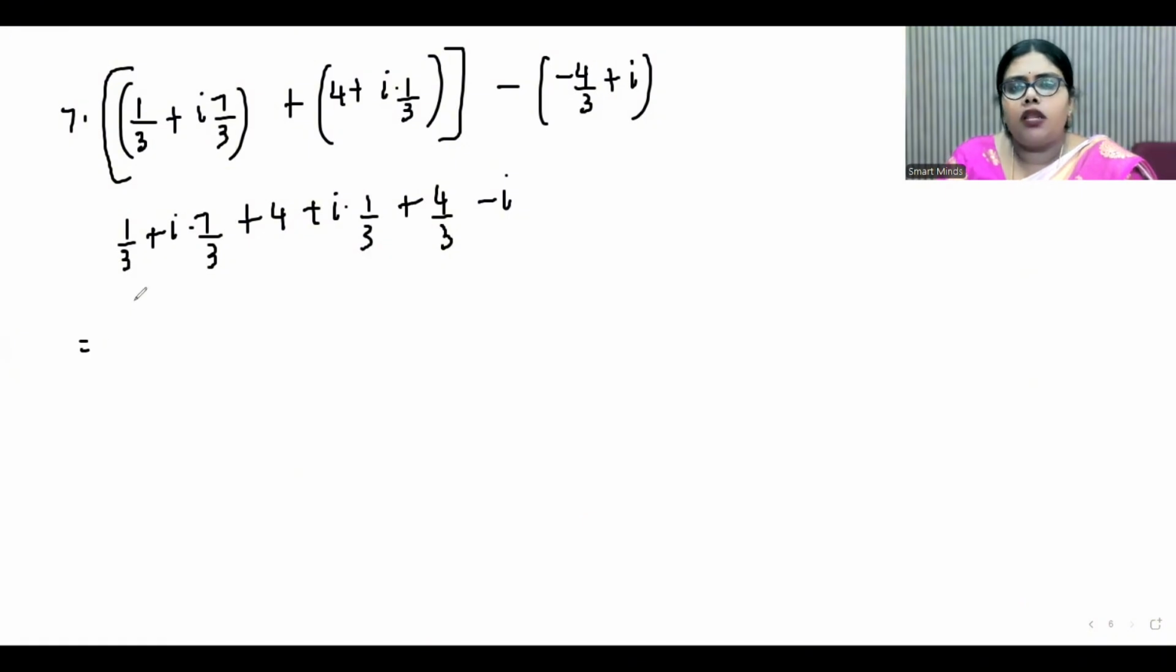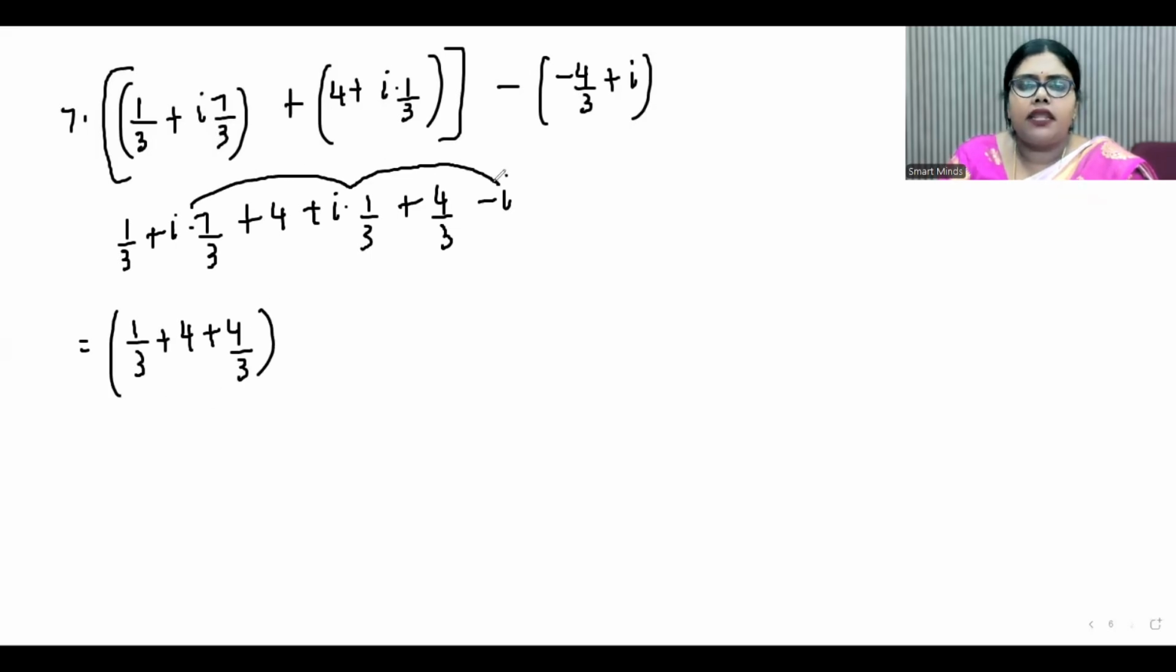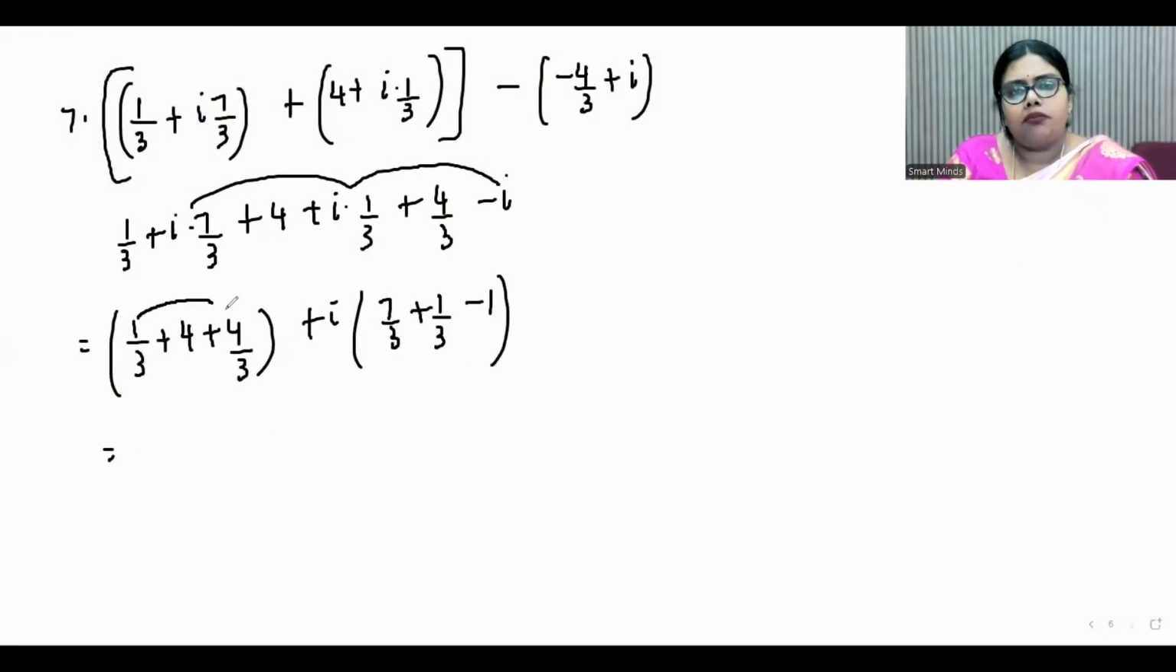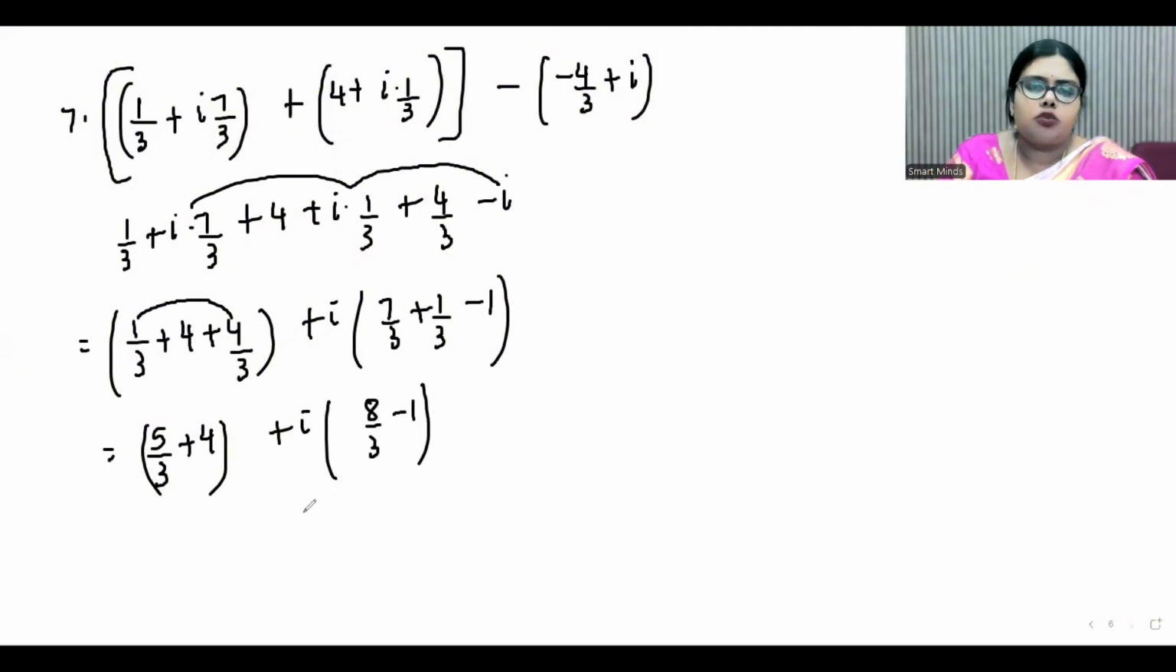Now let us put all numbers in one bracket. So 1 by 3 plus 4 plus 4 by 3. And from these three terms we will take i common. So we will get 7 by 3 plus 1 by 3 minus 1. If you add this 1 by 3 plus 4 by 3, you will get 5 by 3 plus 4 plus i into this is 8 by 3 minus 1.